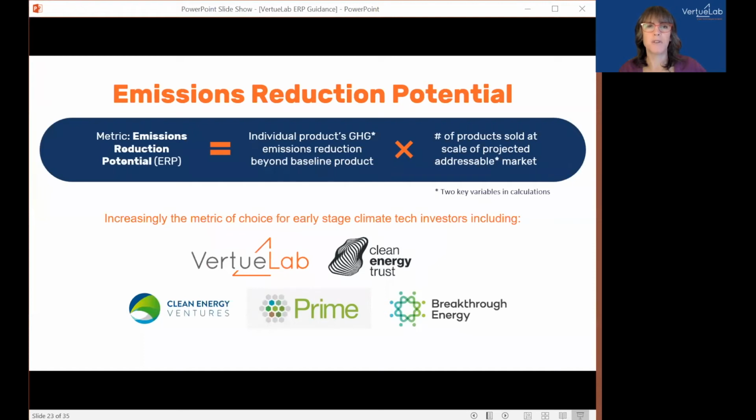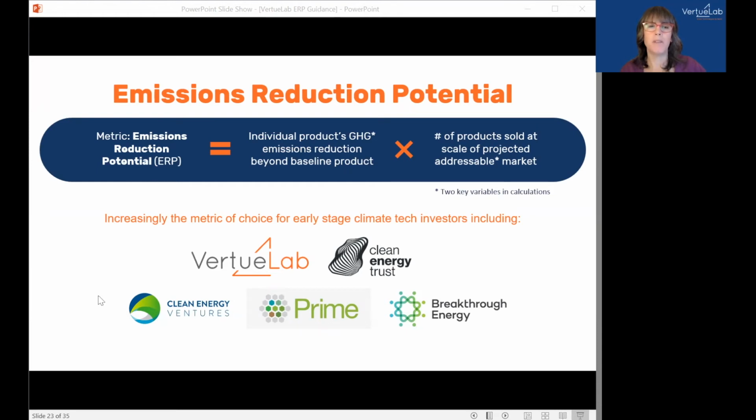Emissions reduction potential, or ERP, is really a simple function of the quantity of emissions reduced or sequestered by your product and the amount of your product that you expect to sell. ERP is increasingly the metric of choice for early stage climate tech investors like VertueLab and our peers. And there are some differences in how we approach the ERP.